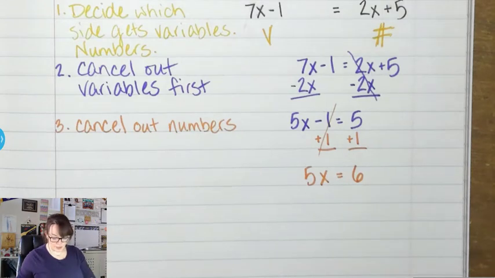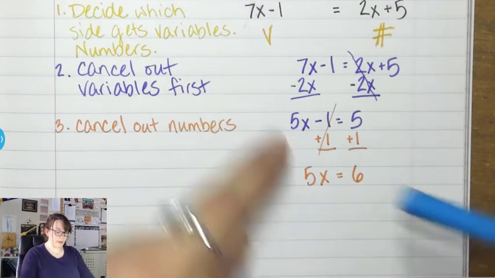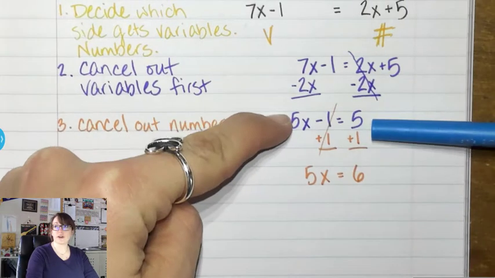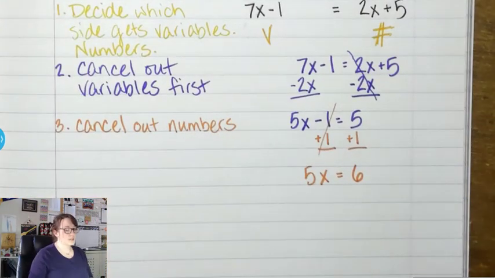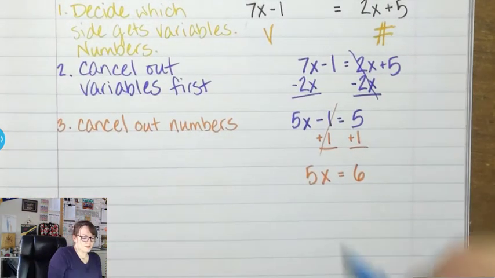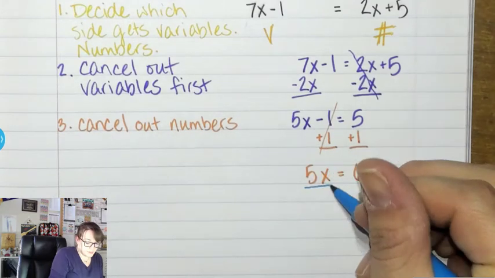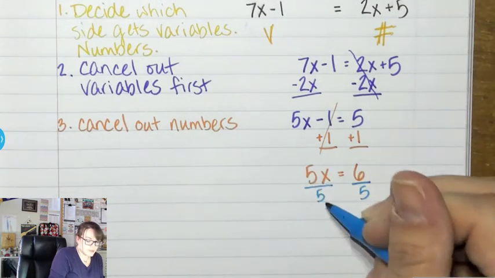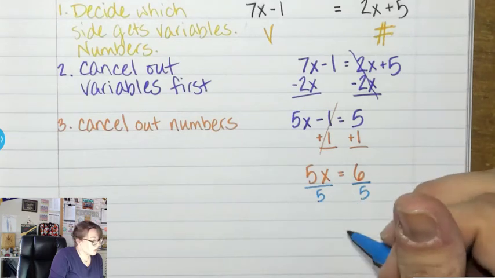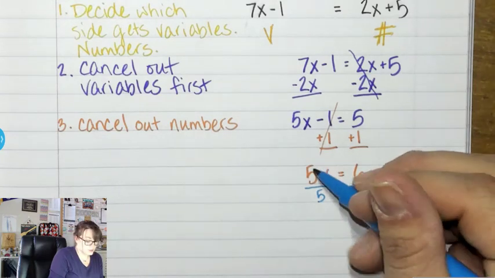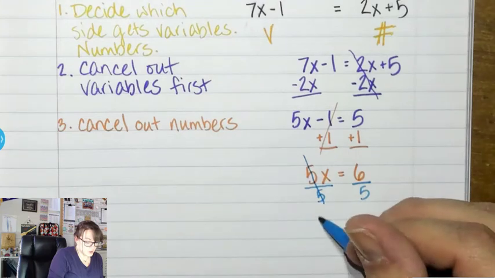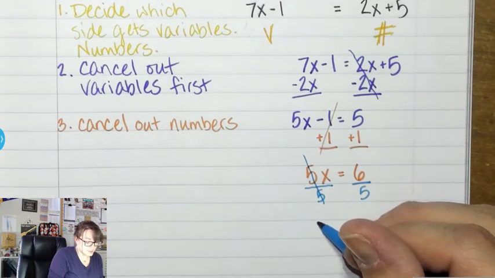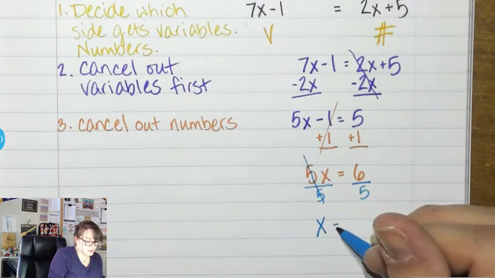Now I have a 1-step equation, which is 6th grade. So we basically went 8th grade, 7th grade, 6th grade. What's the opposite of multiplying by 5? So we're going to divide both sides by 5. So 5 divided by 5 is 1. So that's 1x, but we don't write 1x. We can just write x.